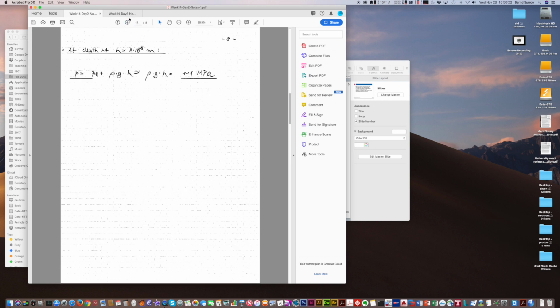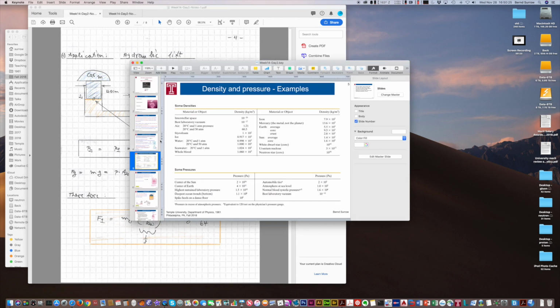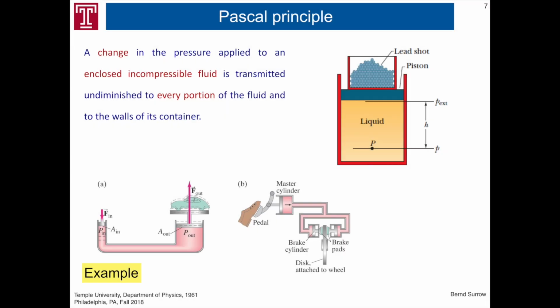So now let me come back to the slides here and show you one beautiful example of a practical application using the fact that a liquid cannot be compressed. And that is used, for example, in a hydraulic brake system. This is used, for example, in a hydraulic press here. Imagine you have a cylindrical system with a liquid inside. Typically it is an oil. And you have here a piston of a certain area, A_in, and you push here with a certain force over that area, giving rise to a certain pressure.